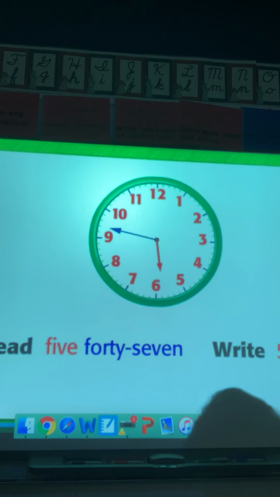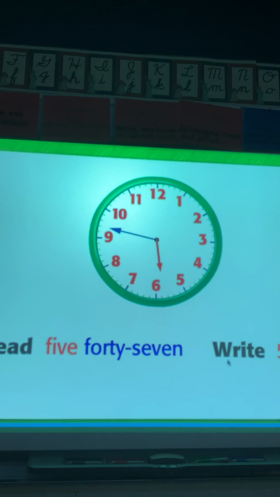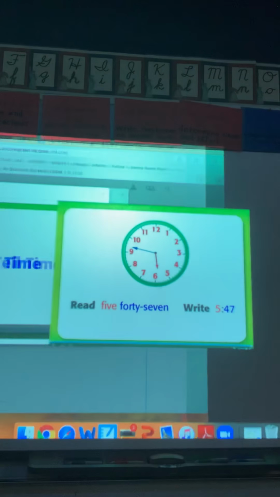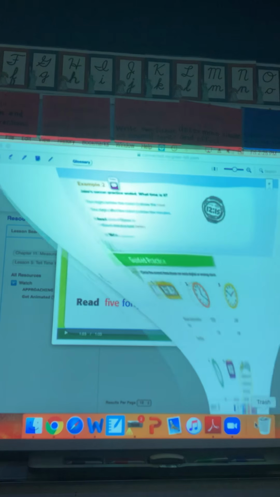All right, now let's look over at, all right, come on. The next page, we're going to look at the next page now, right here.